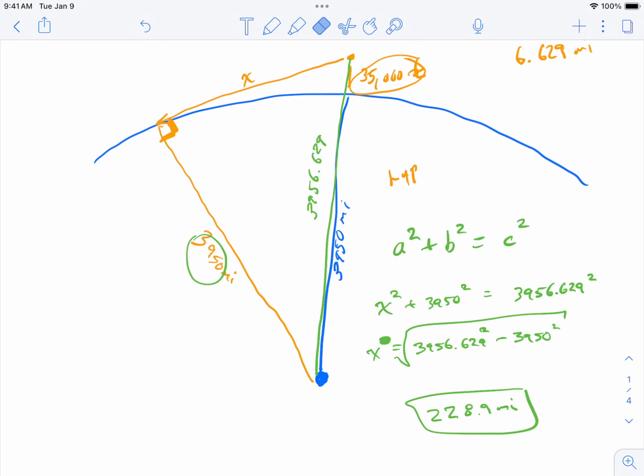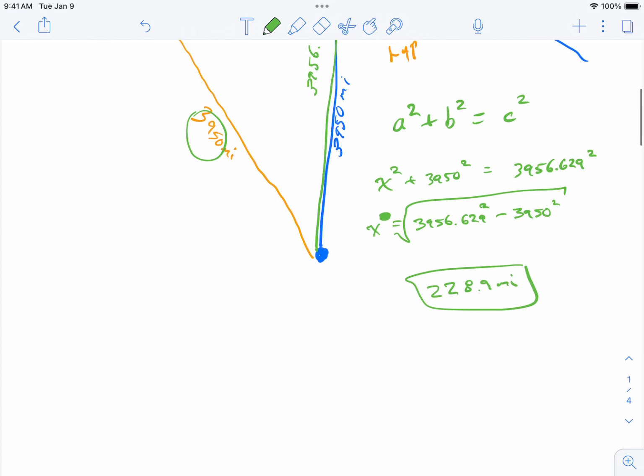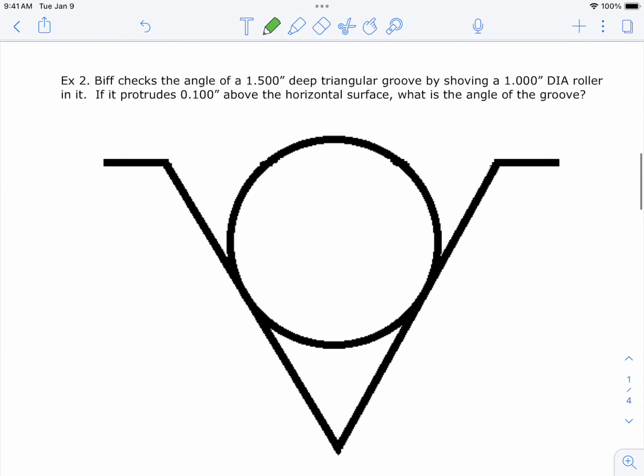Anyway, that's cool. So again, I'm just showcasing this idea. A tangent is perpendicular to the radius. That's kind of a fun problem. I want to do another problem like that. Or not like that, but similar in the sense that we're going to use this idea, radius perpendicular to a tangent. What do we got here?